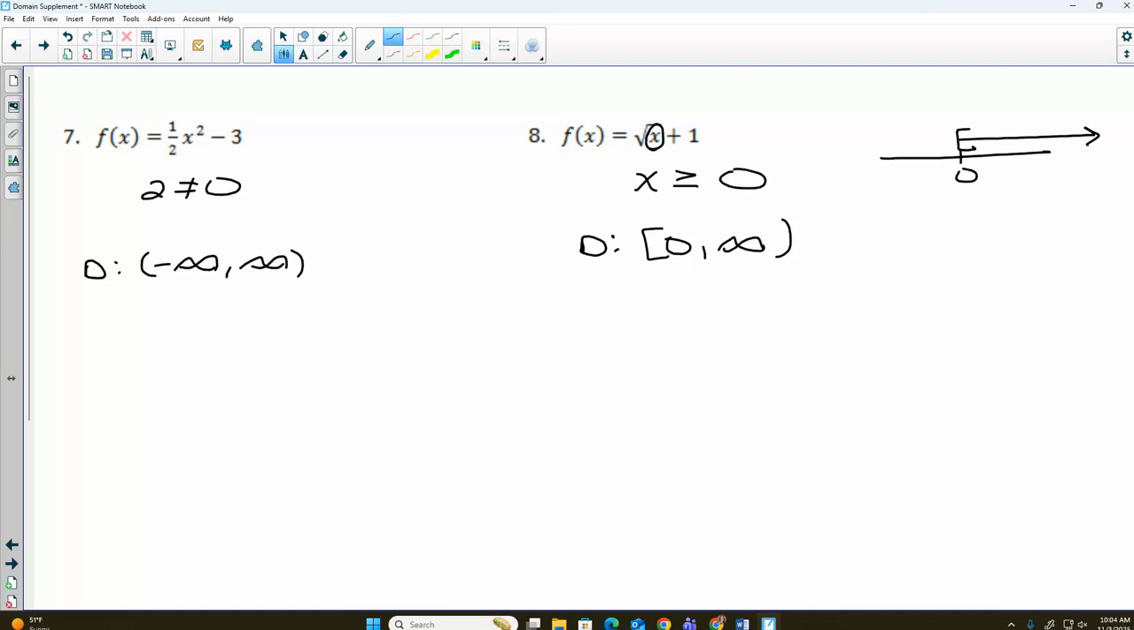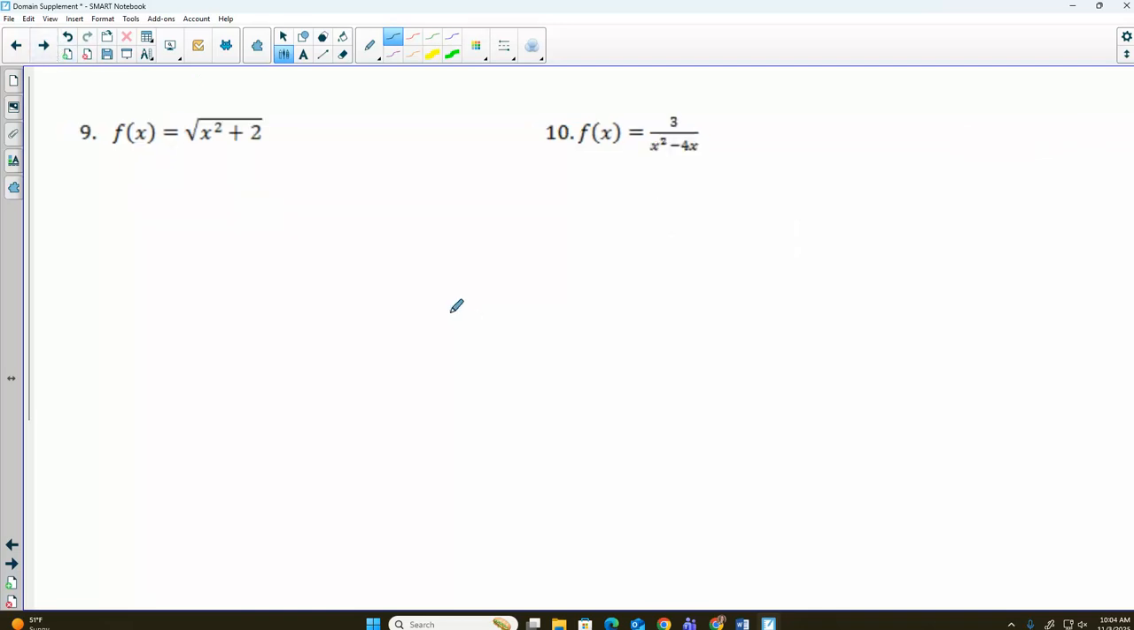All right, let's try some more. Let's look at this one. Okay, actually, can I change this problem? I don't want to do that one. Let's do this one.